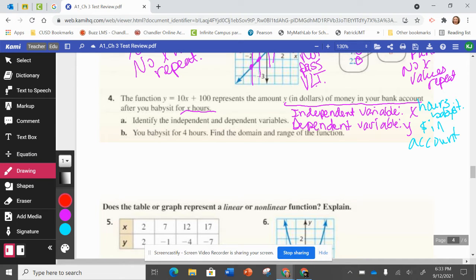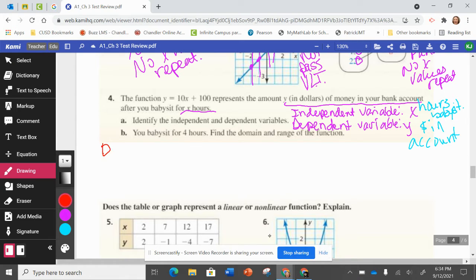Welcome back, everybody. We're going to finish up this Algebra 1, Chapter 3 test review. We left off on question 4, talking about babysitting. And part B says you babysit for 4 hours, so find the domain and range of the function.